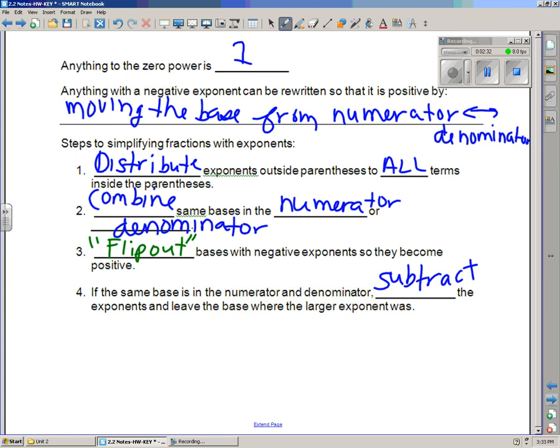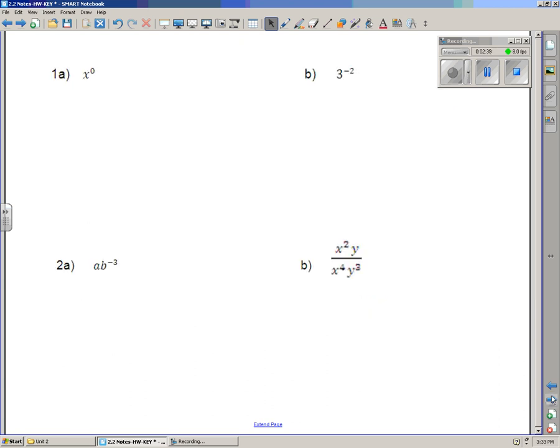So if these words are a little bit confusing right now, when we start doing the examples, I think you're going to be just fine. 1a, anything to the 0 power is just 1. So this answer is just 1, and you're finished.